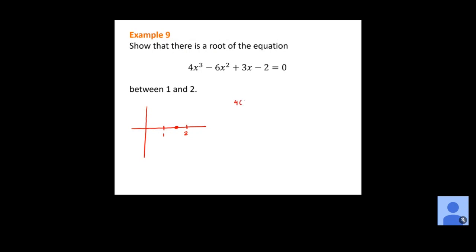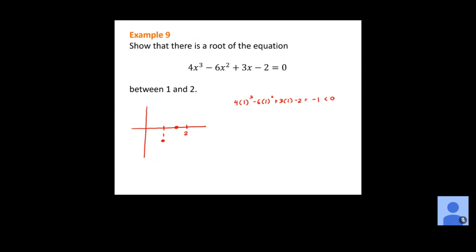We're just going to plug in the 1. So 4 times 1 cubed minus 6 times 1 squared plus 3 times 1 minus 2. If we simplify all of that, what's that going to give us? Should be negative 1. Good. So we have 4 minus 6 is negative 2, plus 3 is 1, minus 2 should be negative 1. So we get a negative value, so this one is less than 0. I know that this point is going to be somewhere down here now.